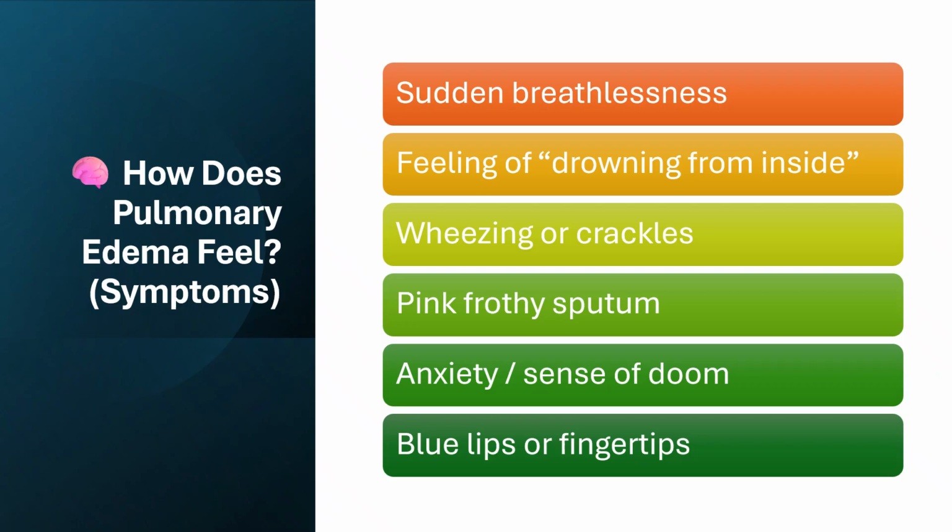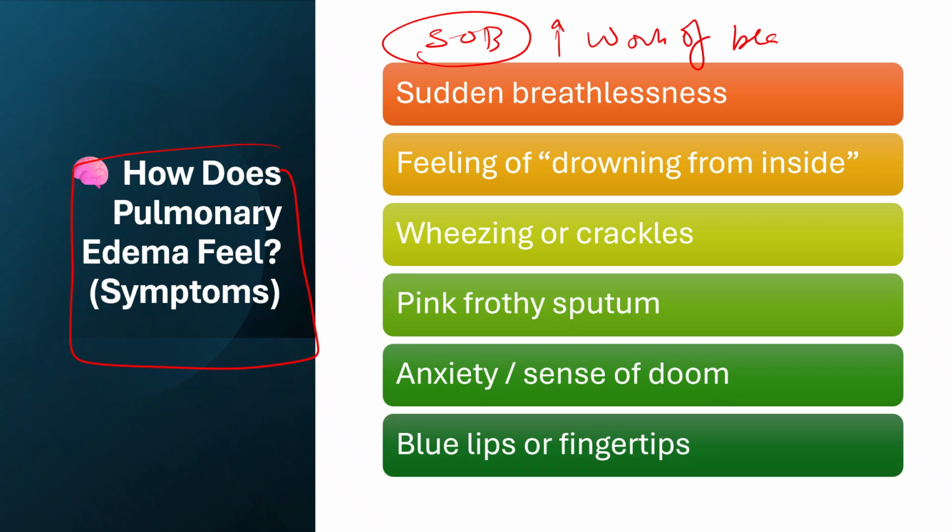So how the patient with pulmonary edema presents like? So these patients will have shortness of breath or increase work of breathing. So they will often complain of drowning sensation from inside. They can have wheeze, crackles on physical exam. Sometimes they can have productive cough with pink frothy sputum. Because they have increased work of breathing, they have sense of anxiety. They can have bluish discoloration of the lips or the fingertips. So these are the common presentation in patient with pulmonary edema.